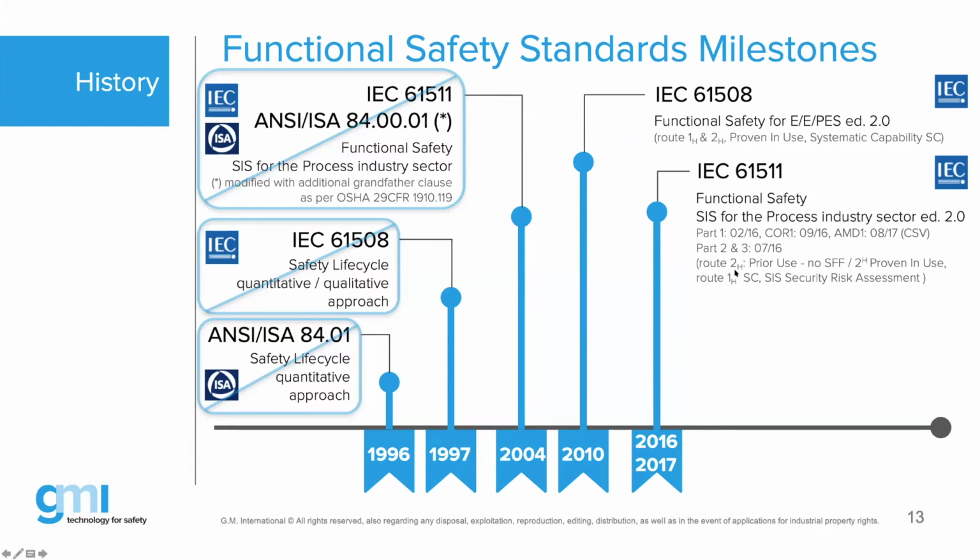So we have here route 1 to 8. The first topic is prior use, and prior use is something dedicated for an end user. Proven in use is for the manufacturer. Prior use is for the end user, with your instrumentation, with your validator, in your environment, with your experience, with your proof test consistency, coverages, etc. No safe failure fraction is the preference of the standard when you call for prior use.